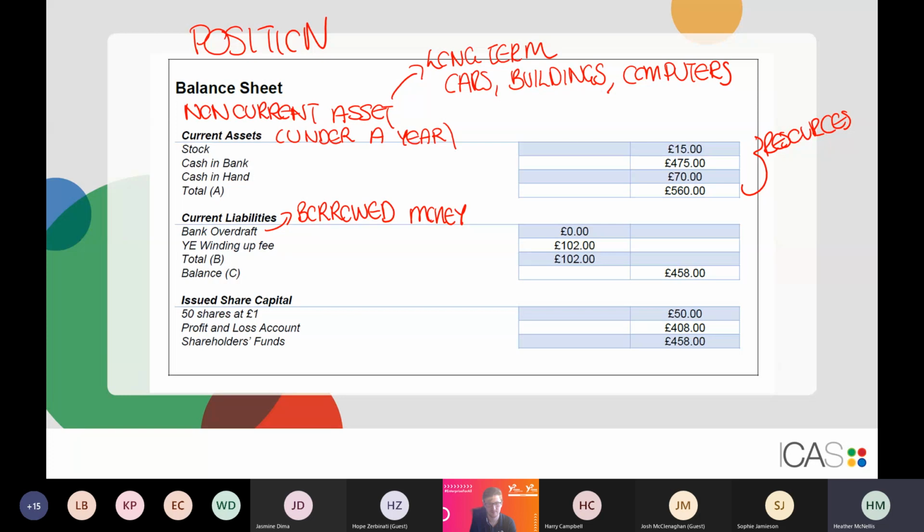You then get your total, and that pulls through. And then at the very bottom part here, you have what's known as issued share capital. And this is basically all to do with the funding of the business, the initial funding of the business. The funding and the owners. So what you have here to begin with is the 50 shares at £1. So that would be the money that's created and put into the business to begin with. So people buy shares at £1 each, 50 of them. So that raised £50 in the business.